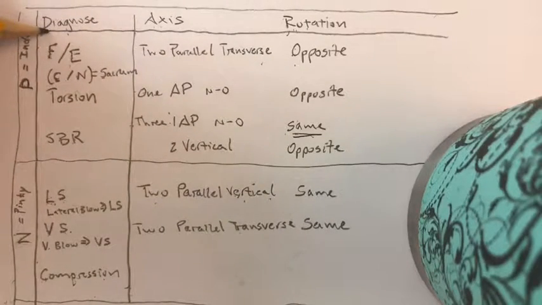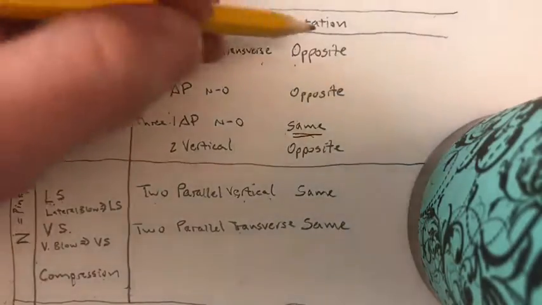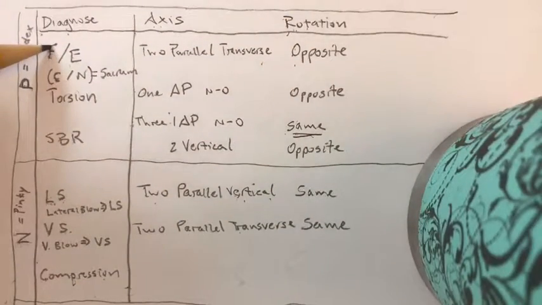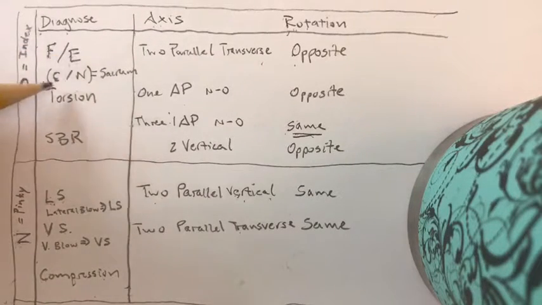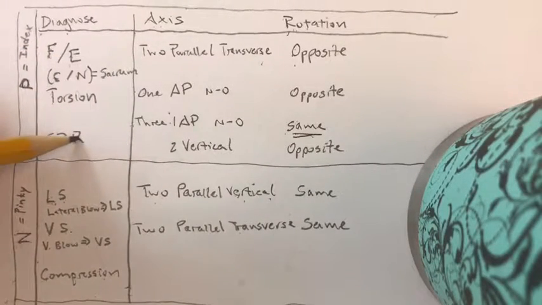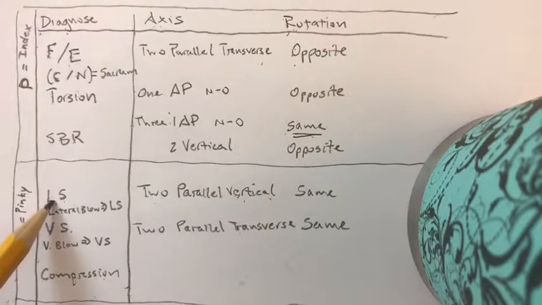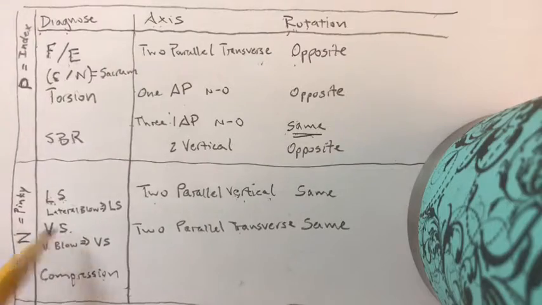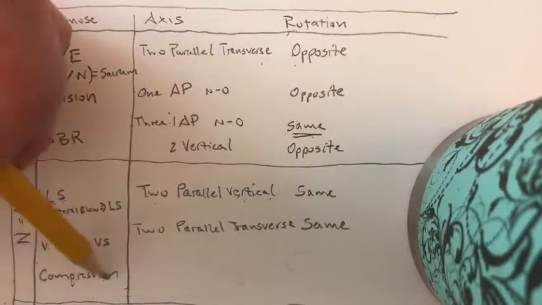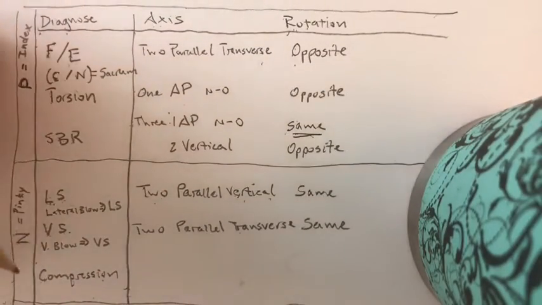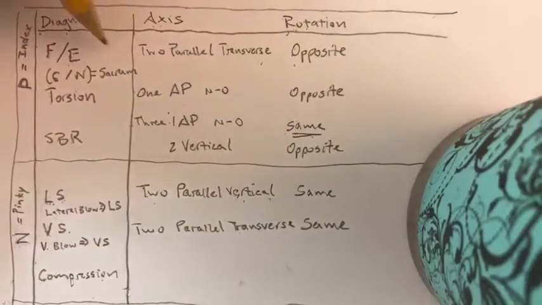Then the next thing is label your columns as diagnosis, axis, and rotation. So then start filling out your first column. So you'll have flexion and extension, a torsion, and a side bending rotation. Then you'll have, under the non-physiologics, a lateral strain and a vertical strain. And then I group compression in here, though not everyone seems to do that.